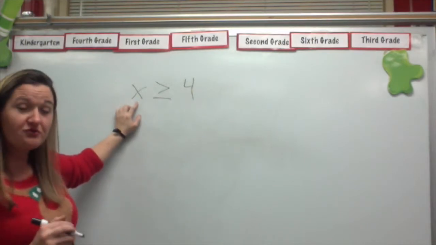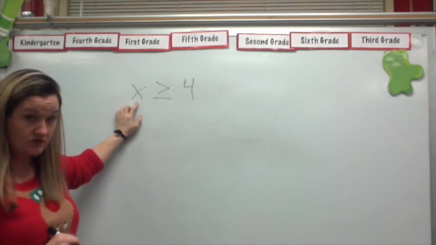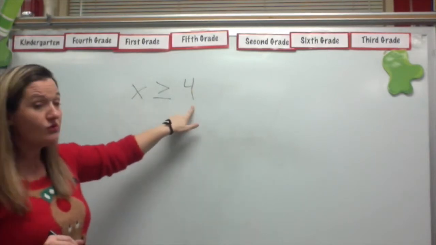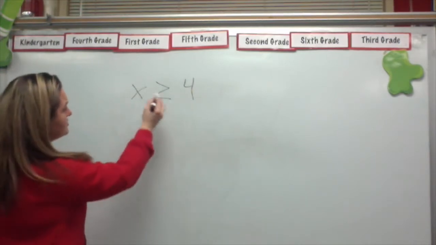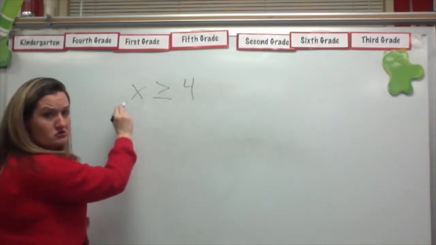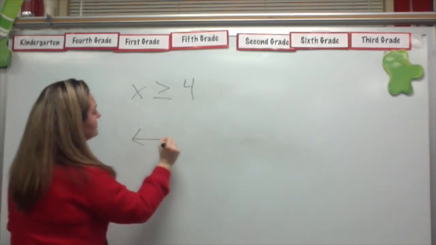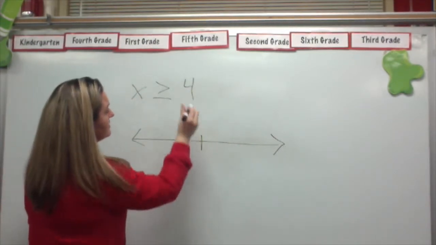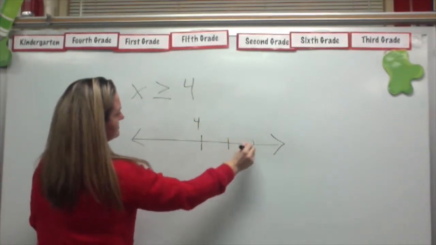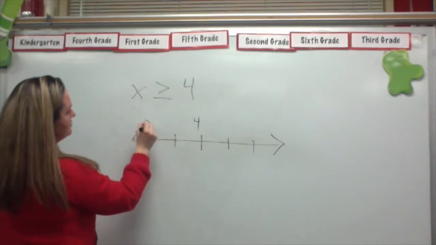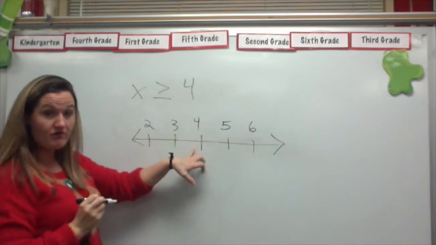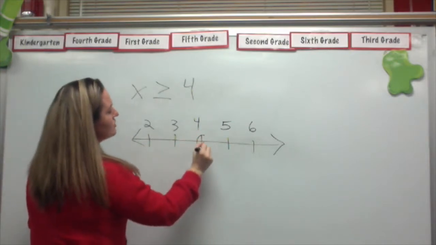So with that, could 4 be a solution? Yes, 4 is greater than or equal to, or is equal to 4, okay? That's the difference between this. This just means that this number could also be a solution, okay? So that's going to look a little bit different when I graph it, okay? So again, do my number line. Start with 4 in the middle, a couple ticks on each side. So 2, 3, 5.